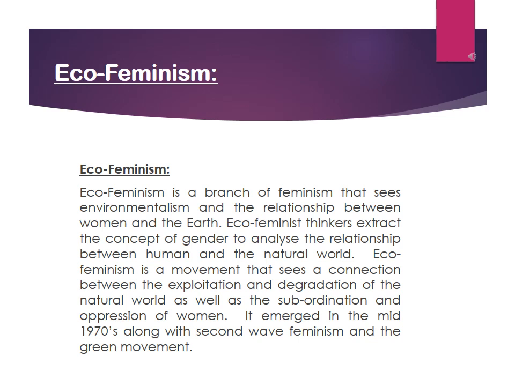Ecofeminist thinkers extract the concept of gender to analyze the relationship between human and the natural world. Ecofeminism is said to be a movement that sees a connection between the exploitation and degradation of the natural world as well as the subordination and oppression of women. That is, the main motto of ecofeminism is to bring out how the natural world is exploited and destroyed, and similarly how women are exploited in the male-centered society. This form of feminism emerged in the mid 1970s along with the second wave feminism and the green movement.